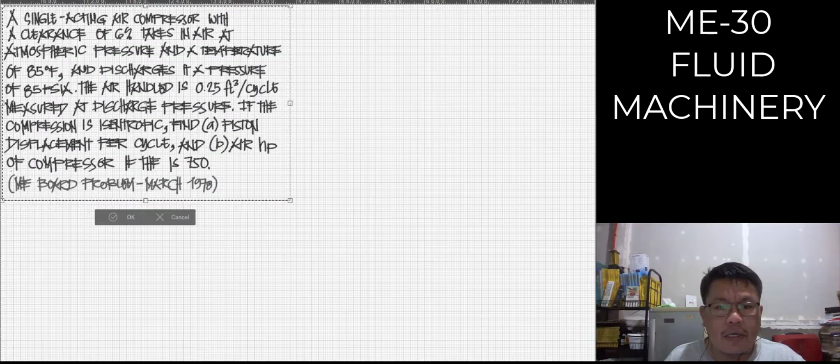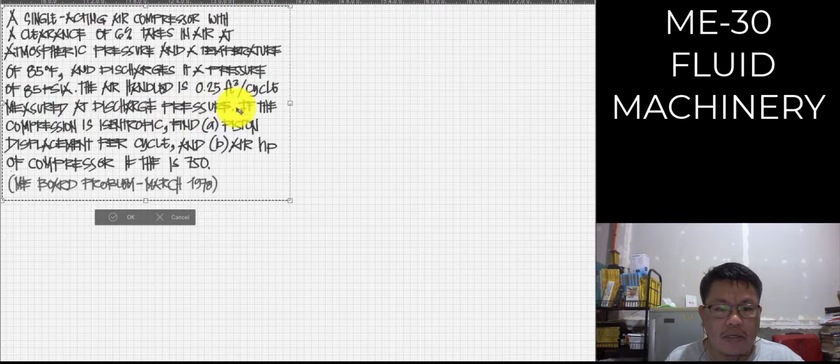We have a sample problem. Again, we have a single acting air compressor with a clearance of 6%. It takes in air at atmospheric pressure and a temperature of 85 degrees Fahrenheit and discharges it at a pressure of 85 psia, where the A stands for absolute. Now the air handled is 0.25 cubic feet per cycle, measured at the discharge pressure.